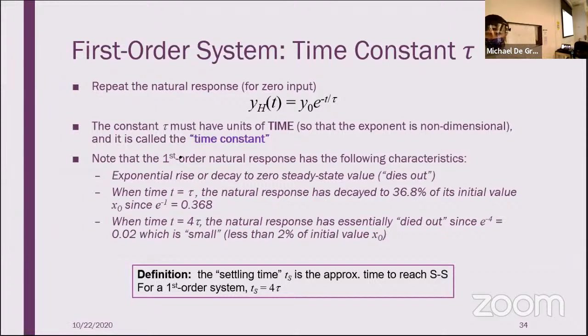The first order natural response has the following characteristics. One, exponential rise or decay to a 0 steady state value. So we're either going to exponentially rise to a steady state value or exponentially decay to a steady state value. That means we have some measure of stability in these first order systems that's already inherent. When t is equal to tau, the natural response will have decayed by 36.8% of the initial value.